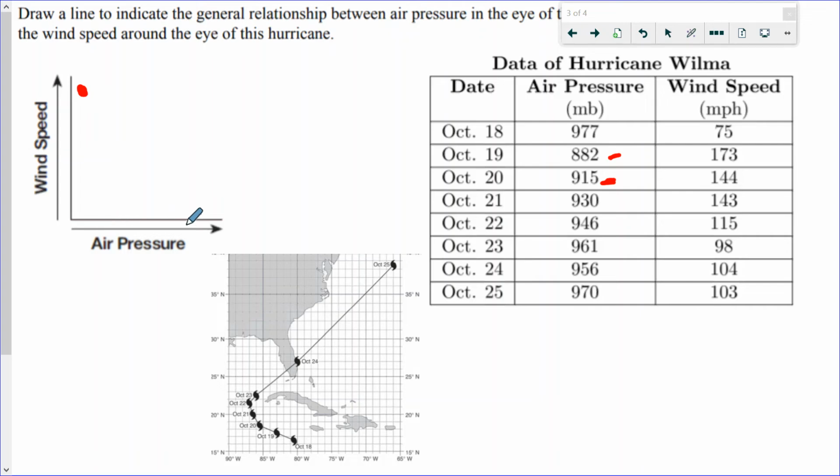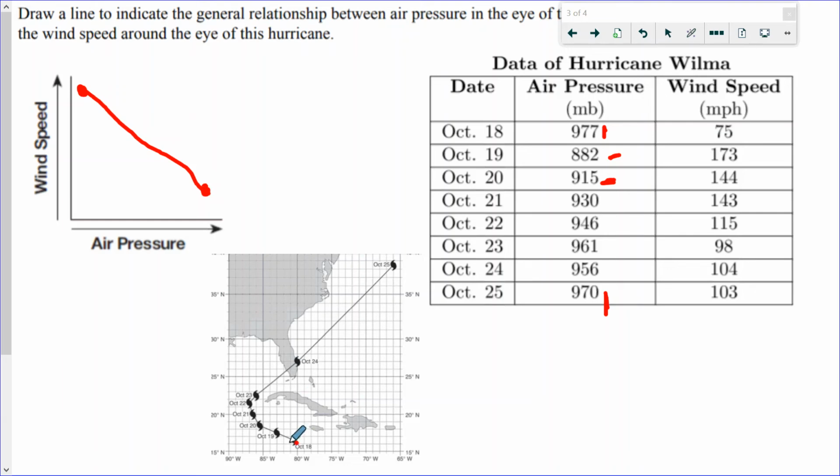Let's check when the air pressure is high. When the air pressure is high, 977 is really high, 970 is really high. The wind speeds are lower than these. They're still fast wind speeds, but they're lower. So I would go like this, and it would be an indirect relationship. The lower the air pressure, the higher the wind speed.